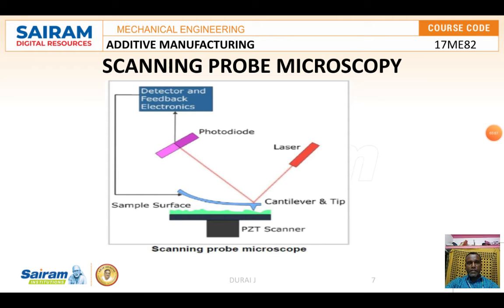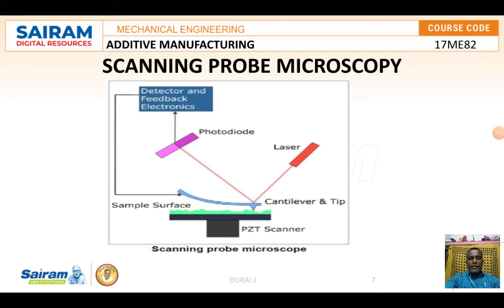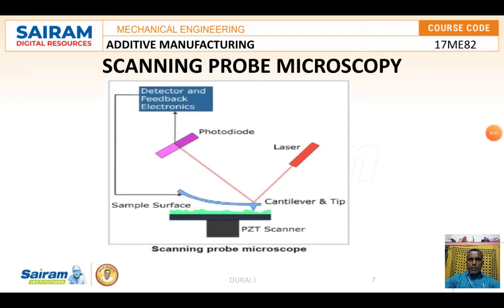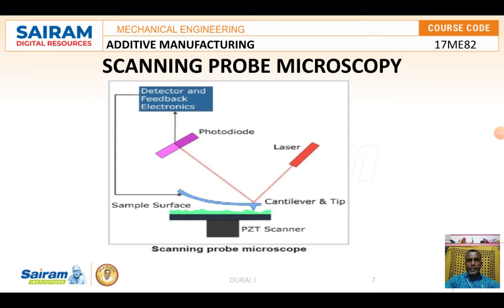The distance of the deflection is measured by a laser that is reflected off the top of the cantilever and into an array of photodiodes. It is similar to the device in digital cameras. SPM can detect differences in height that are a fraction of a nanometer, about the diameter of a single atom.